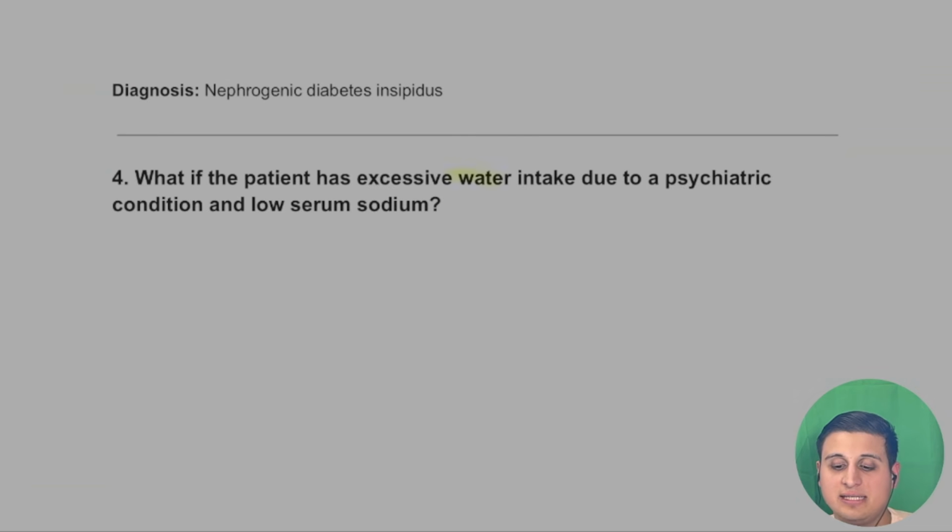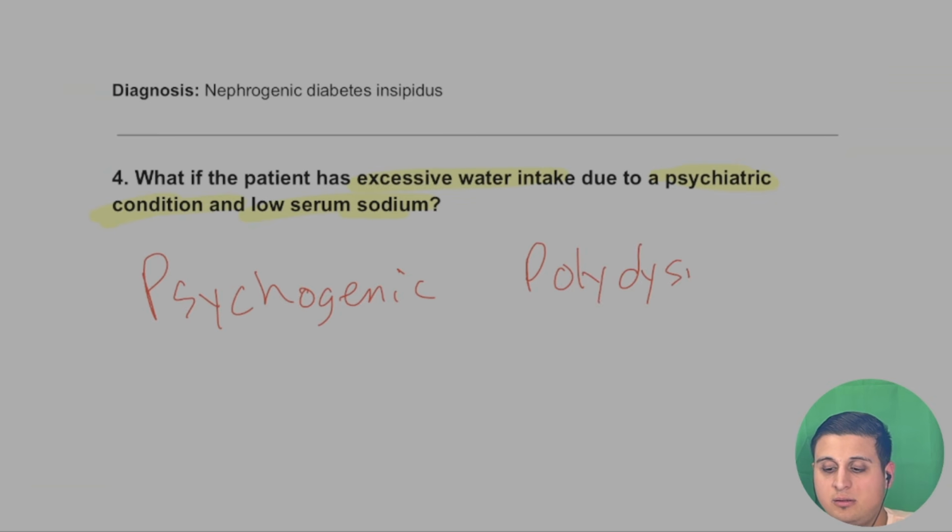All right, what if the patient has excessive water intake due to psychiatric condition and low serum sodium? So in this case, patients can actually drink a lot of water because they mentally think they need to drink a lot of water. This is psychogenic polydipsia. Psychogenic polydipsia, it's when someone is just drinking water, obscene amounts of water, right?